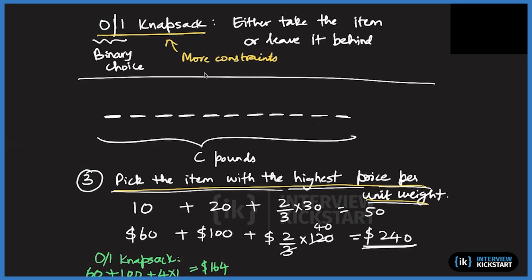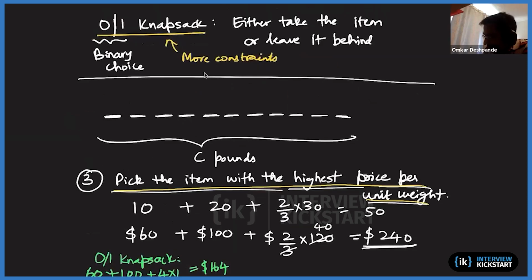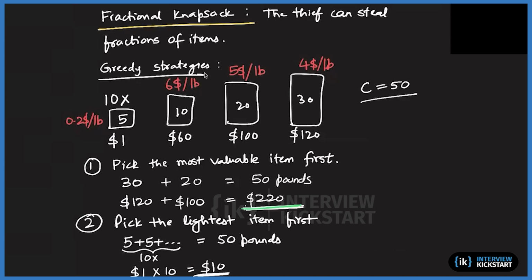Got it. So that's because we either pick the whole item or we don't pick it. Yeah. Now that's suboptimal compared to the $220 we got from the first greedy strategy. Yes, I got it. Thank you.